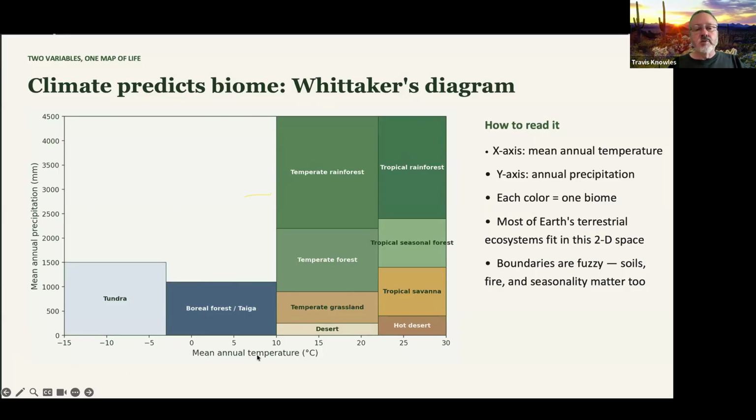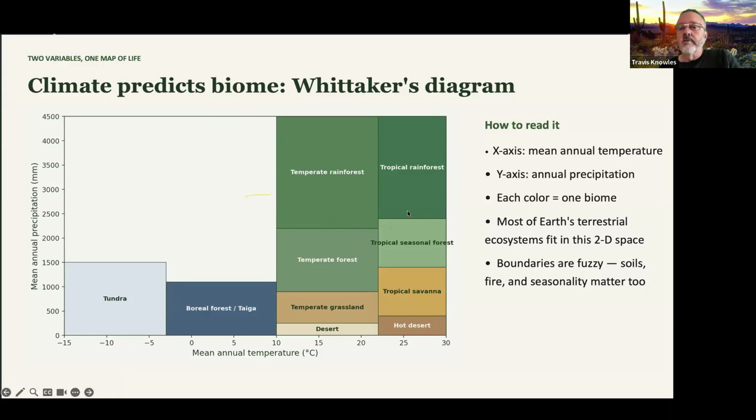And down here on the x-axis, we have mean annual temperature in degrees C. 0 is where water freezes, very cold. Down here to the left, warmer and warmer as you get up to the right. So each of these colors here corresponds to what we would call a different biome of life on Earth. And Whittaker was the person to point out that if you know the mean annual precipitation and the mean annual temperature, you can more or less predict what kind of ecosystems you're going to see when you go to that area.